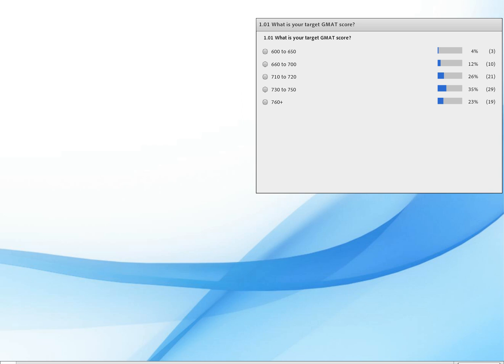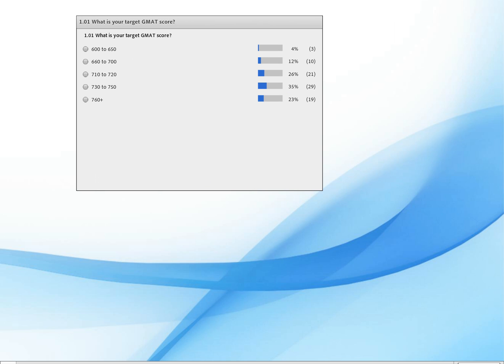Okay, then let's get to your target GMAT scores over here. 730 to 750, the biggest group over here, that's about 35% of you. 710, 720, that's another 27%. Very similar to that, those who are aiming for that 760 or higher score, and about 16% of you are in that 600 to 700 bracket.